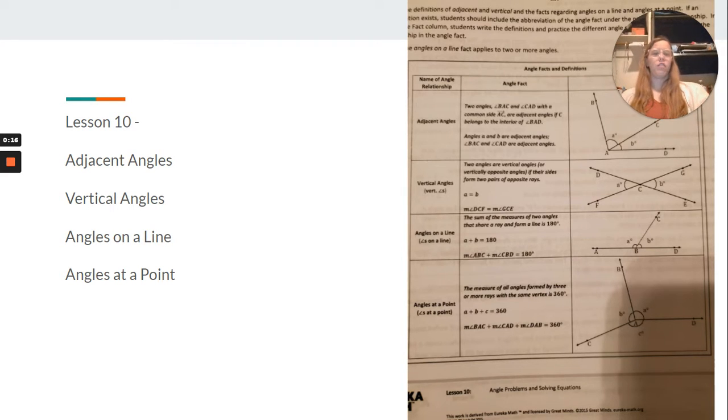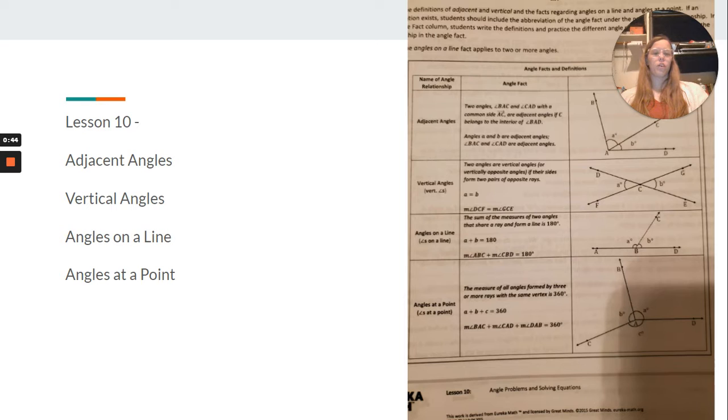So adjacent angles. Here we have BAC and CAD with a common side of AC. They're adjacent angles if C belongs to the interior of BAD, which it does. So angles A and B are adjacent angles. Okay.